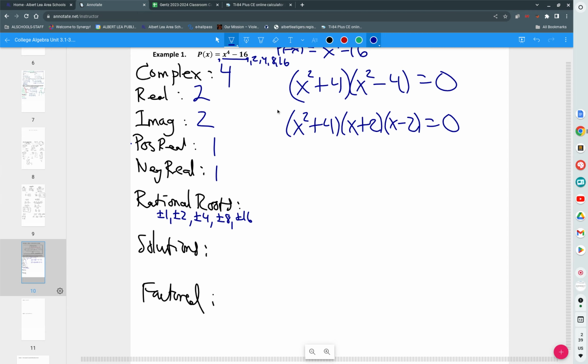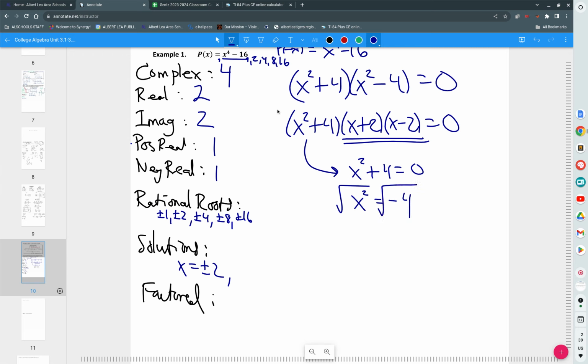What are 2 of my solutions? Positive or negative 2. That comes from this piece right here. You have 2 more that are going to be right here. I'm going to set that equal to 0. x squared plus 4 is equal to 0. As I subtract the 4, I get x squared is negative 4. I solve by taking the square root of both sides. What do I get? Yep, it's plus or minus 2i.